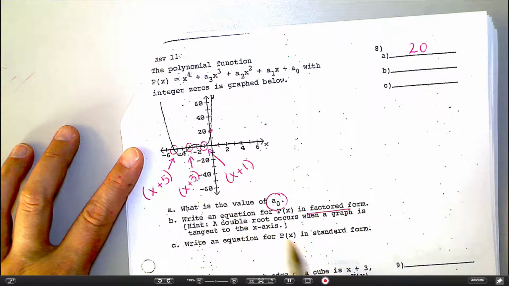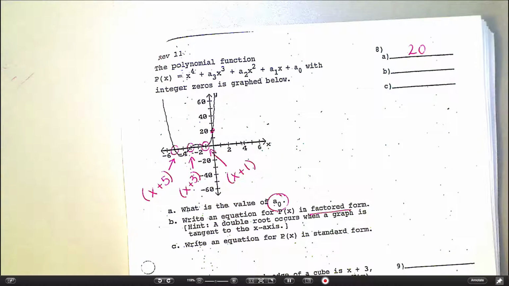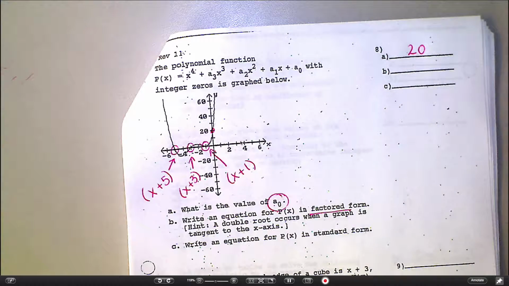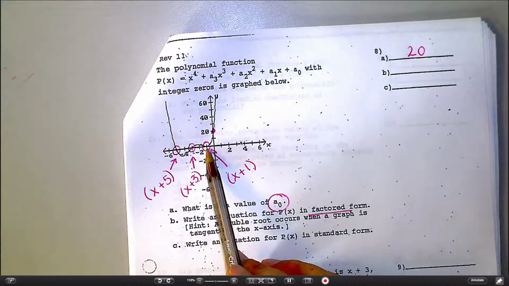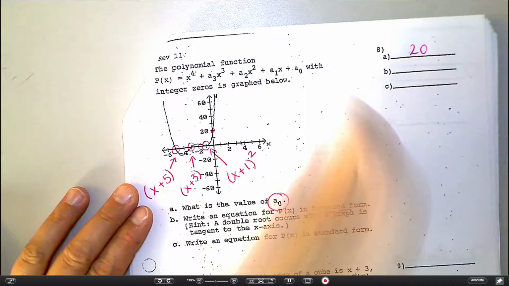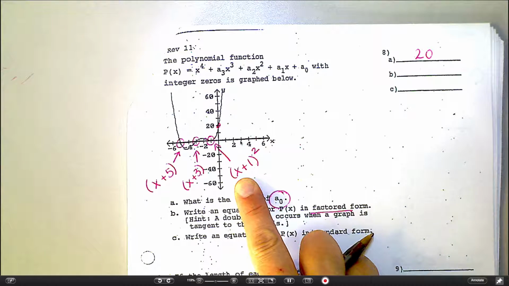And this thing about a double root occurs when the graph is tangent to the axis. See how this is one of those where it just hits and then goes back up, it doesn't actually go through? I've mentioned this a couple times. This is not on your exam, okay? But that means that's a double root, meaning that I have 2 copies of that factor in my final expression.